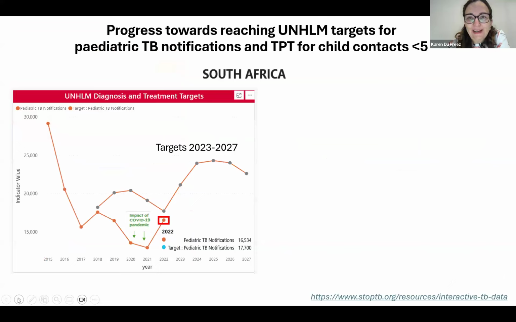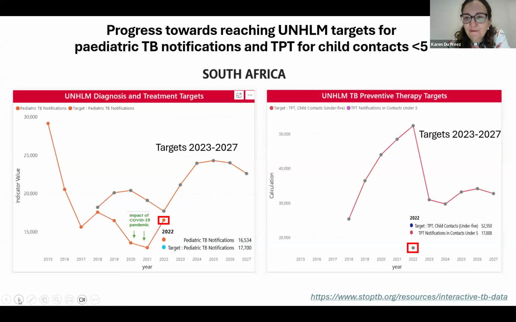If we look at the UN high-level meeting targets that were set for TB, specifically the indicators for children, which was case notifications in children, or pediatric TB notifications, you can see the gray dots are the targets that were set previously, and we also experienced that dip due to COVID in our notifications. But in 2022, we nearly reached the target. But we have very ambitious targets set for the following 4 or 5 years. So we're really going to have to up our game to make sure that we find these children and really reduce the case detection gap.